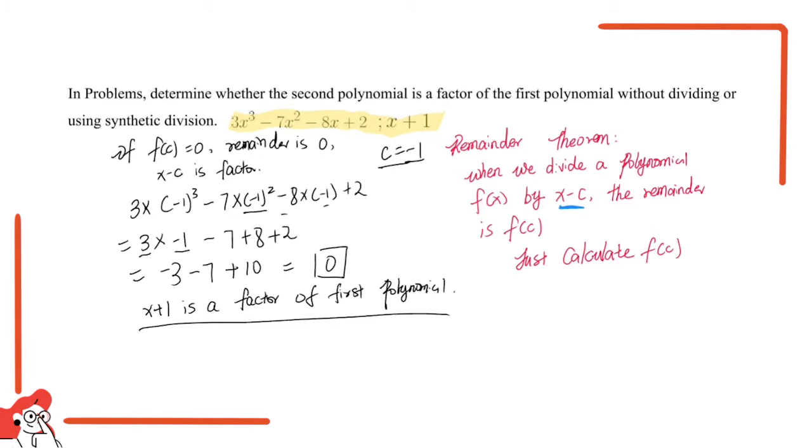So what we can take away from this question is the remainder theorem, which states that when we divide a polynomial f(x) by x minus c, the remainder is f(c). So we can just use c to test if x minus c is a factor.